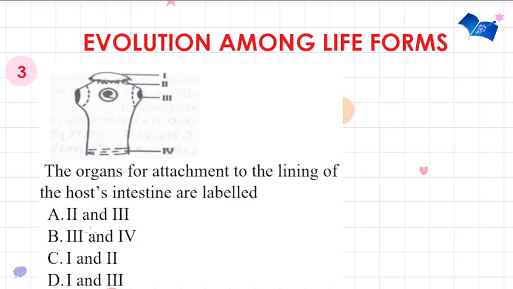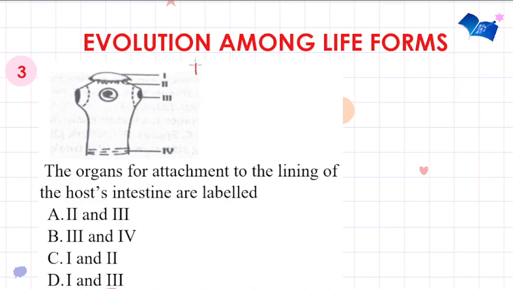So now let's look at this. The organs of attachment to the lining of the host intestine are labeled A, I and II; B, I and IV; C, II and III; D, I and III. So before we answer this question, we have to label each of these parts.